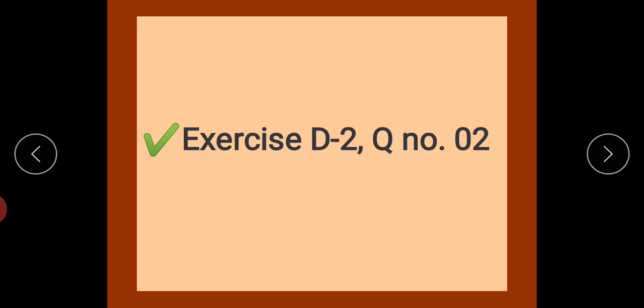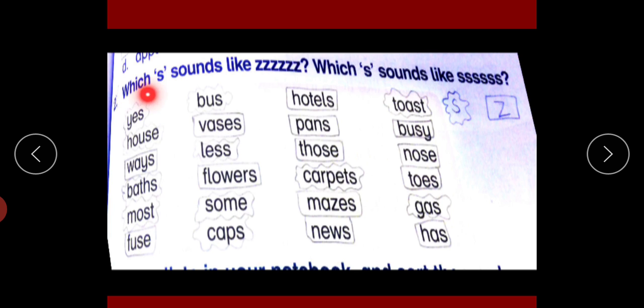So we have another exercise, exercise D2. Question number 2 we have: which S sounds like Z, which S sounds like S. Here we have some words, we have to make a list of which words are playing the sound of S and which words are playing the sound of Z. So we will mark a square around the words with the sound of Z, and we will mark a cloud circle around the words which are with the sound of S.